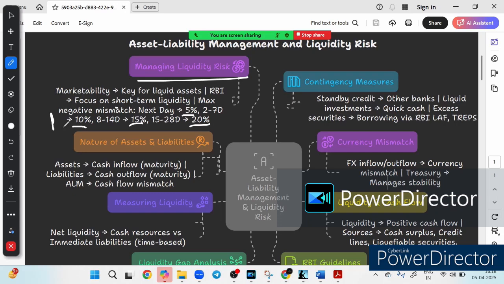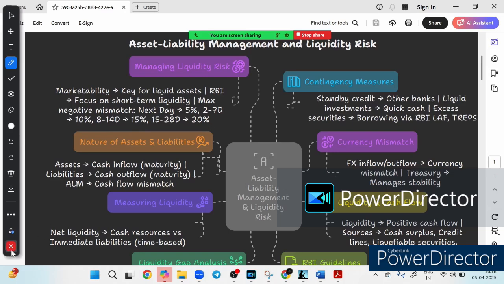Based on these, numericals are also asked, which I have added in today's quizzes. If you solve today's quiz, which I have added in the crash course folder, you will get to know how to solve questions based on them. But for the time being, remember these limits: next day 5%, 2 to 7 days 10%, 8 to 14 days 15%, and 15 to 28 days 20%.